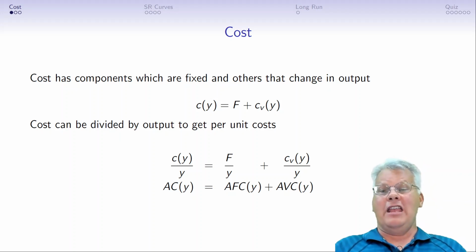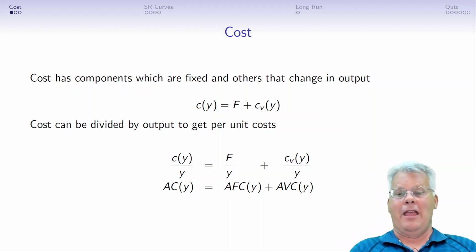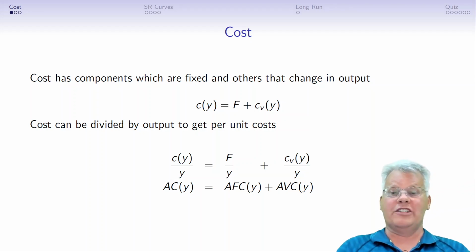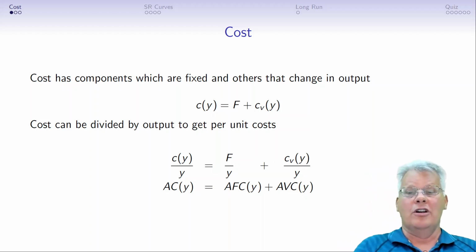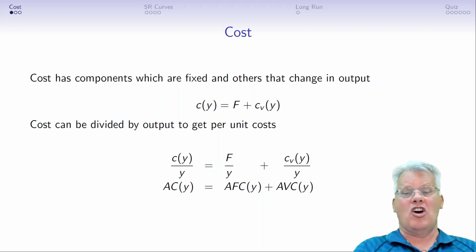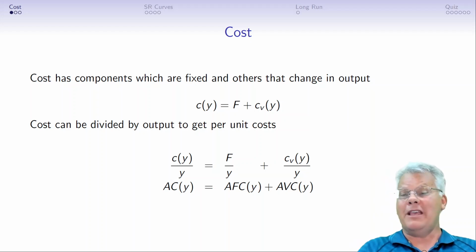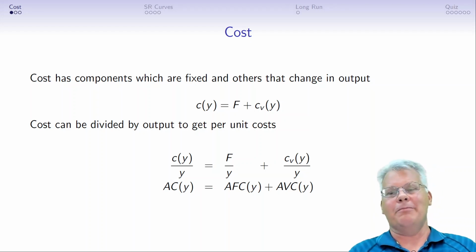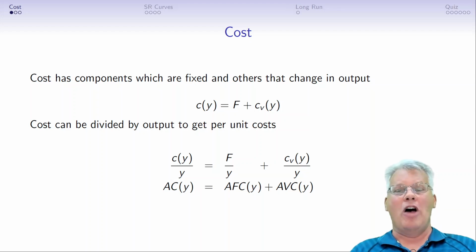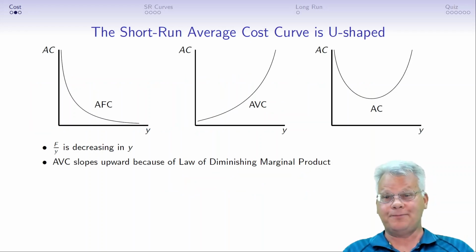I can divide total cost by output to get average cost. And then I can divide each of the components of total cost by output, and I get these other categories. Average fixed costs would be fixed costs divided by output. Notice that average fixed cost now is a function of the output level, not because fixed costs change in output, but because we're increasing the denominator. And then finally, average variable costs are also a function of output.